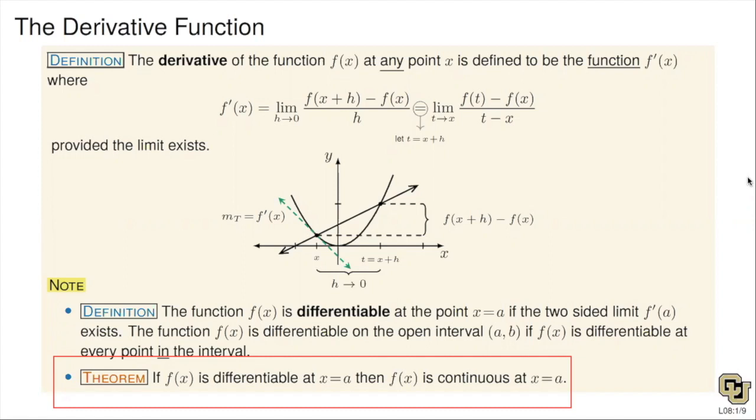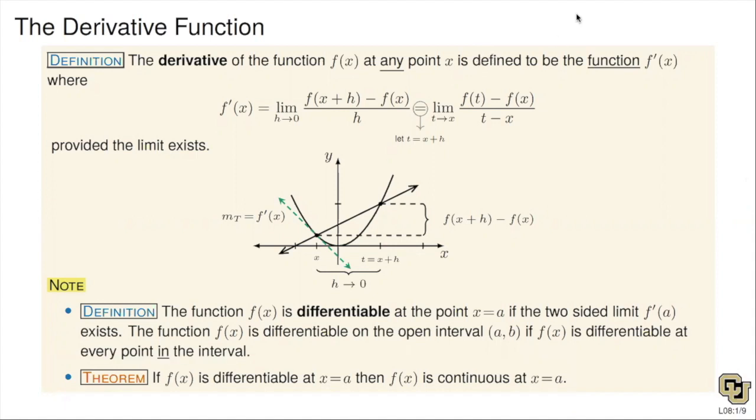Continuity does not imply differentiability. If a function is continuous, that does not mean it's differentiable. However, if it's differentiable, this theorem tells us the function has to be continuous. And the proof is in the book. It's not very difficult. I'll let you look at it if you wish.